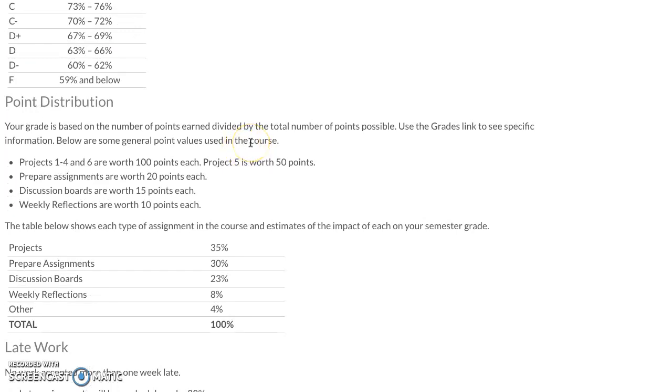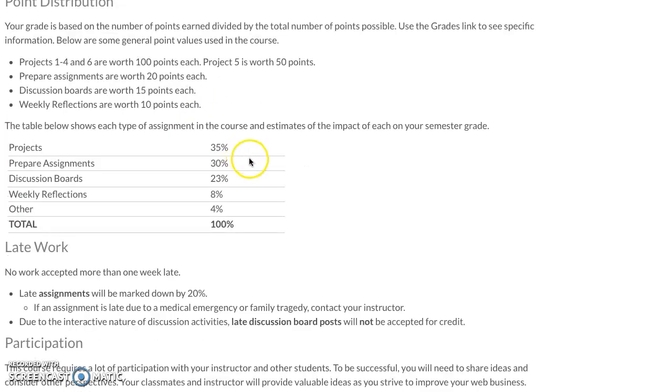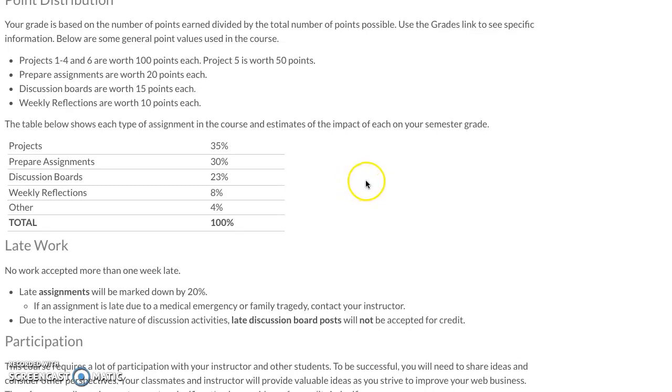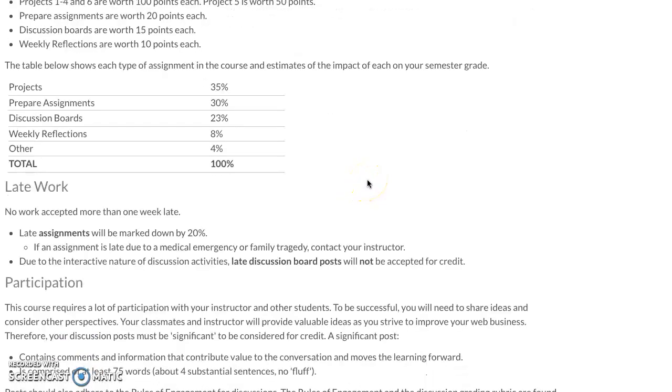Grading policies and point distribution, I'll let you look through that. Please note discussion boards are fairly heavily weighted. Projects and assignments are more heavily weighted, but there's still quite a bit of points available on discussion boards. We'll talk through discussion boards as well soon.